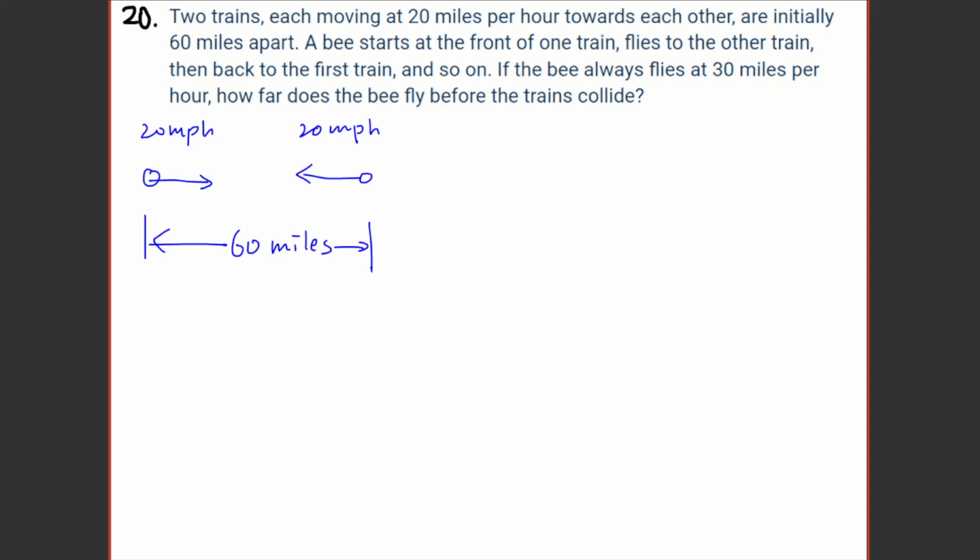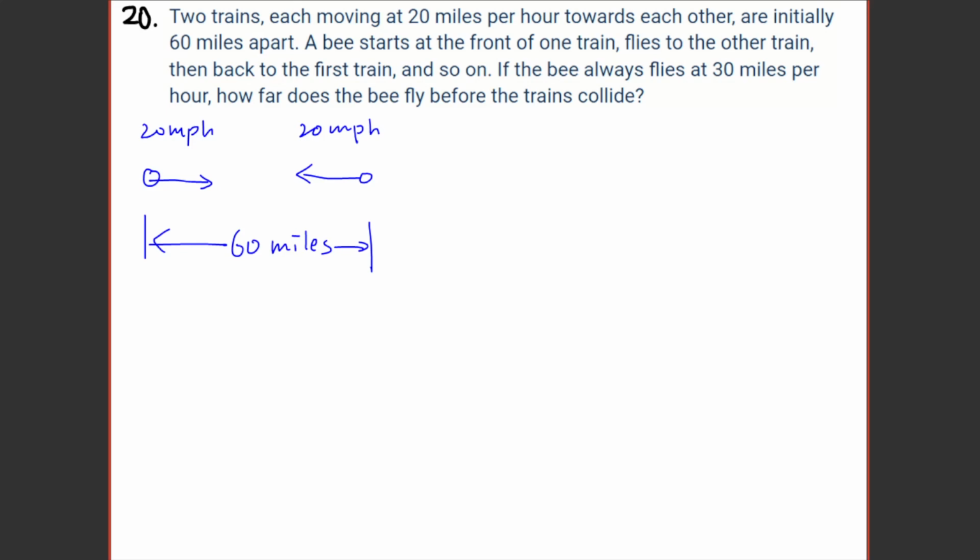Okay, so we could start by first finding how far the bee flies before reaching the second train, right? And then computing how far it flies before it returns to the first train, then how far it flies going back to the second train, and so on. But this looks like a pretty tough approach, so let's see if we can find another method. We need to find the distance the bee flies, and we already know how fast the bee flies. So as long as you know the total time it flies, then you know the total distance, right?